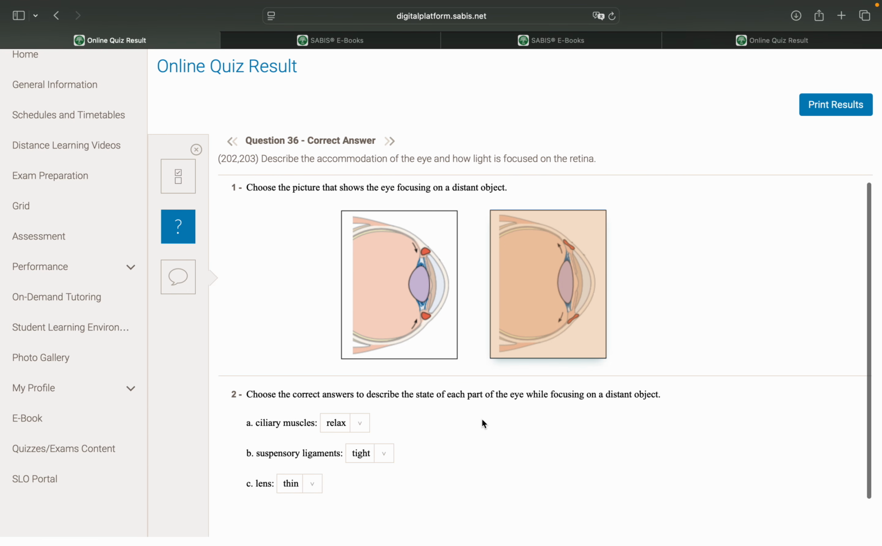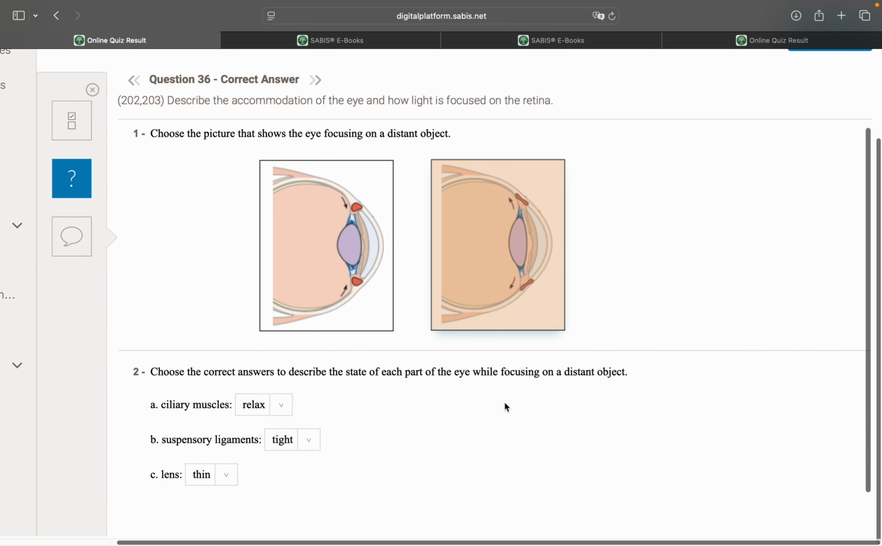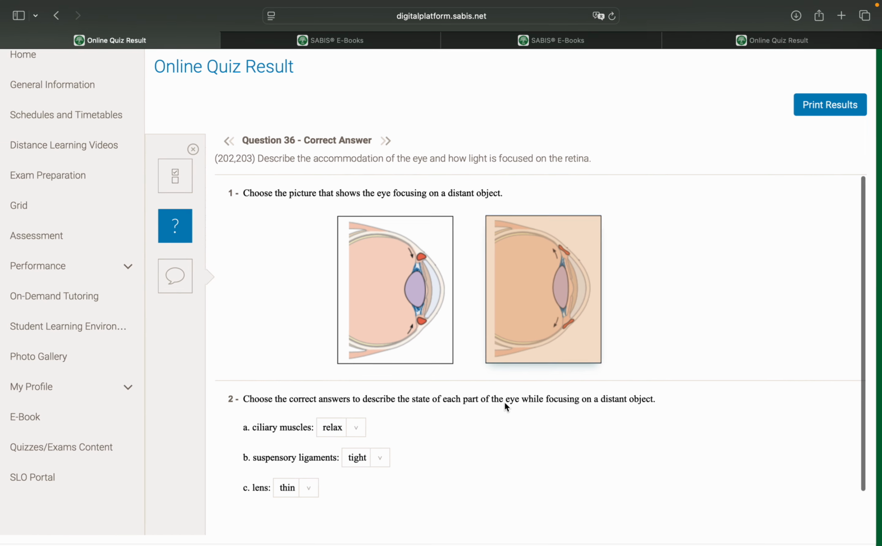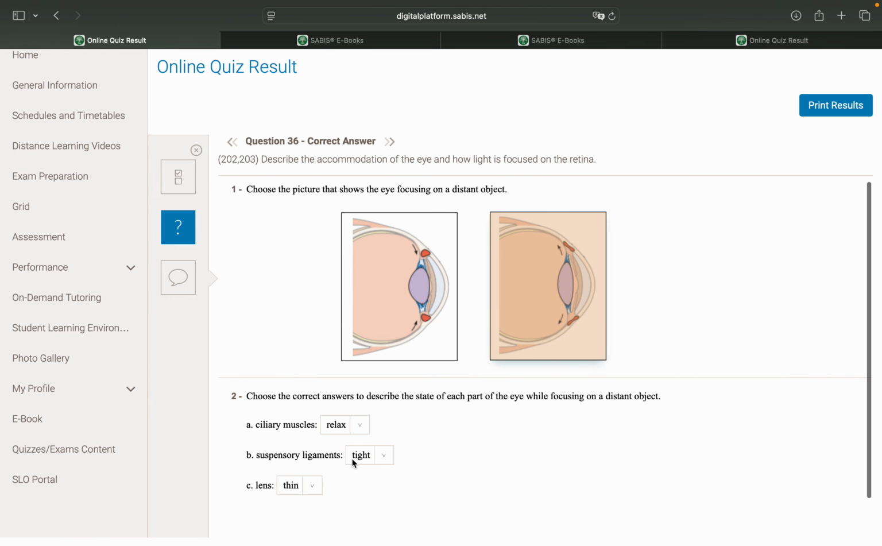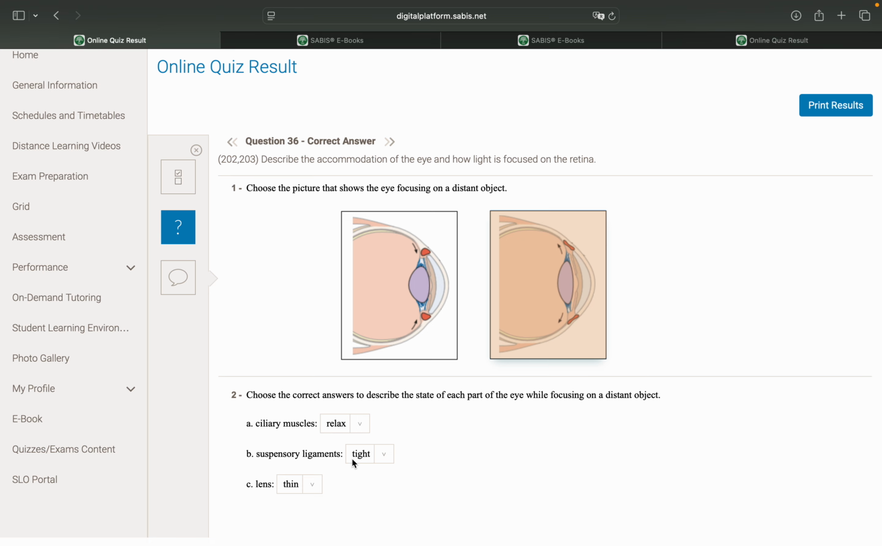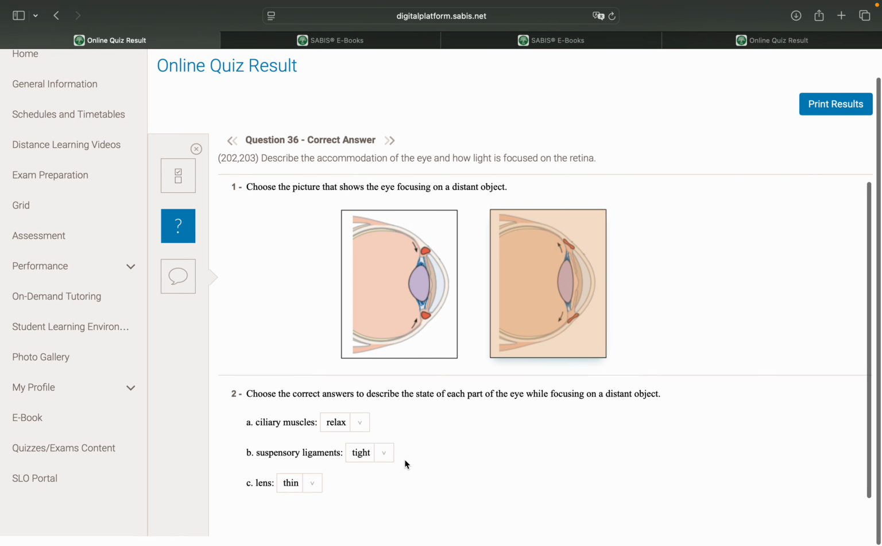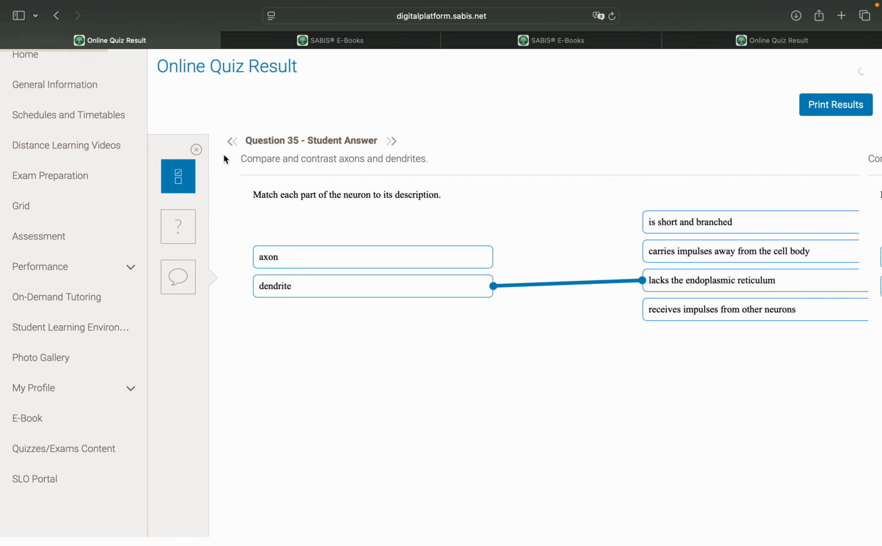Choose the correct answers to describe the state of each part of the eye while focusing on a distant object. The ciliary muscles relax during this. The suspensory ligaments are tight and the lens is thin. So obviously, if you think about it, your ligaments are going to be a bit tight when you're trying to focus on something distant. Your ciliary muscles here are relaxed and the lens is thin. Okay.